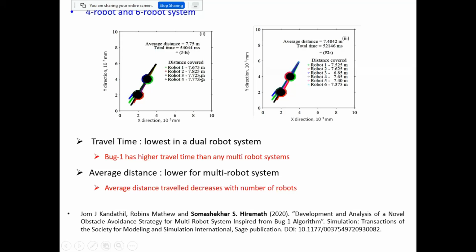As the number of robots increases, the total distance traveled by the whole robot and the time required to reach will reduce. These are known as the bug algorithms. Nowadays, people are adopting these techniques in working the robots in the unstructured environment.